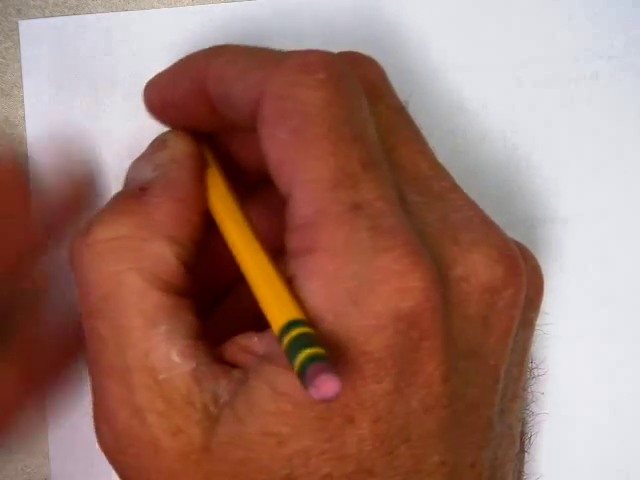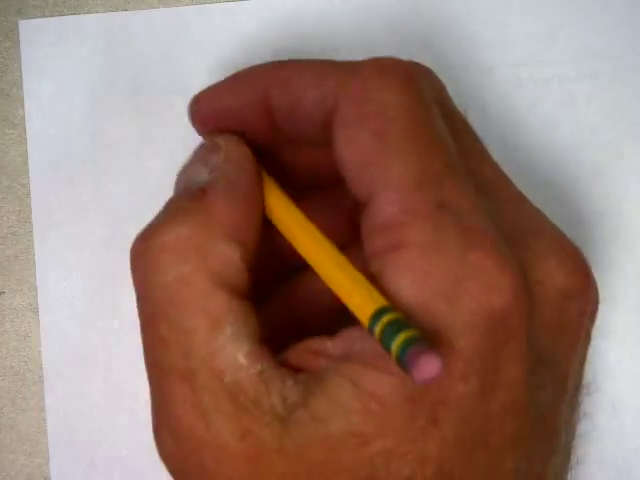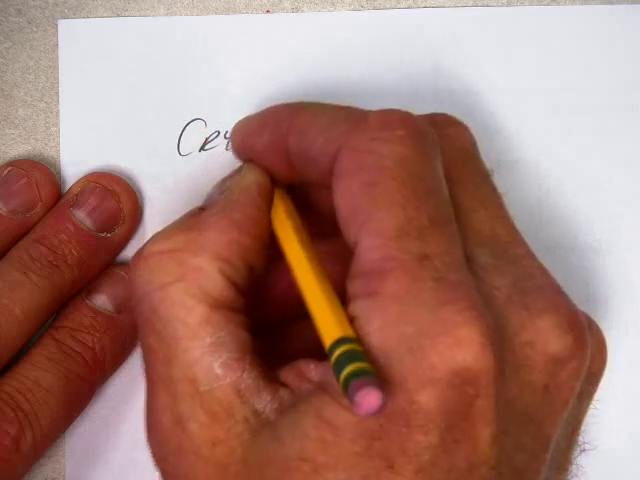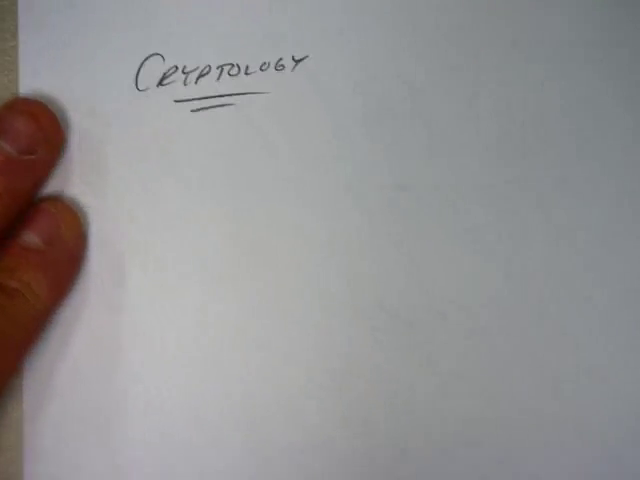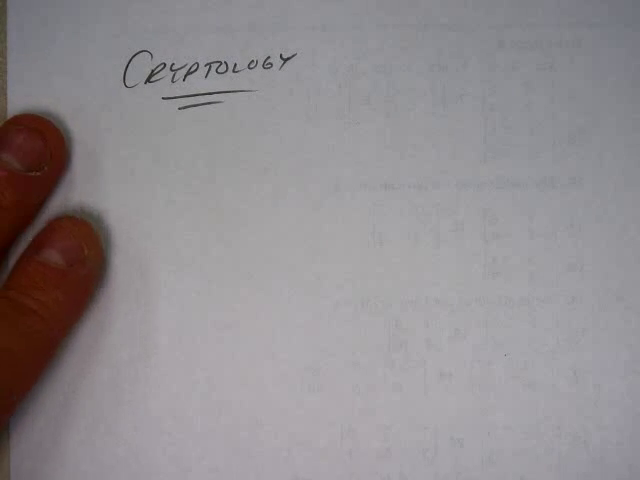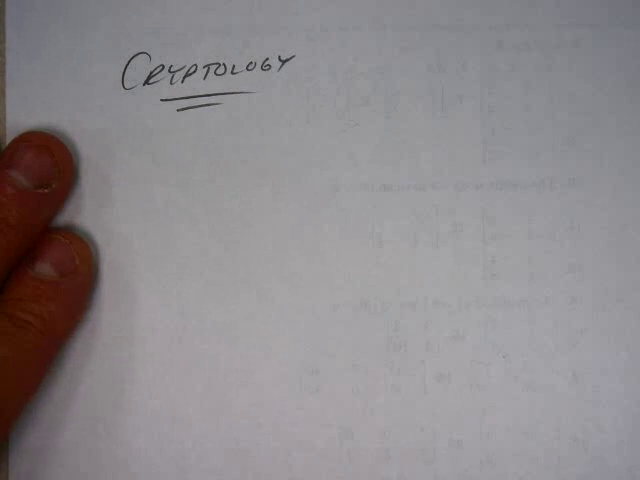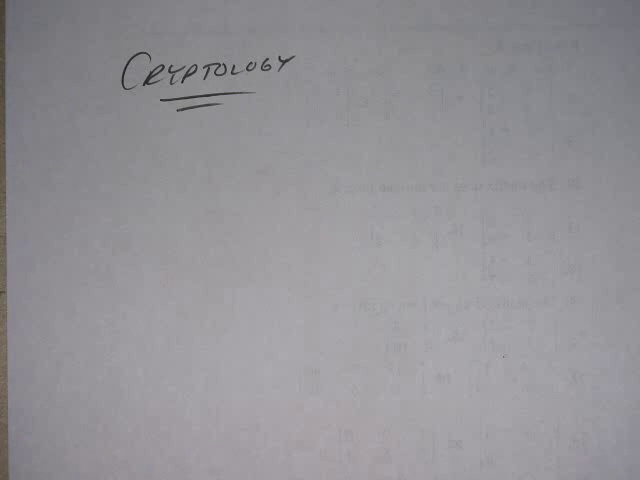Okay, so here's what I really want to get to today. This is cryptology. First of all, what is cryptology? It's secret writing. It's how to take a message or something and encode it so somebody else can't see what it is.